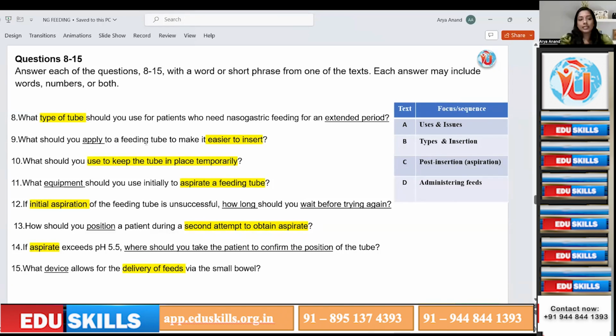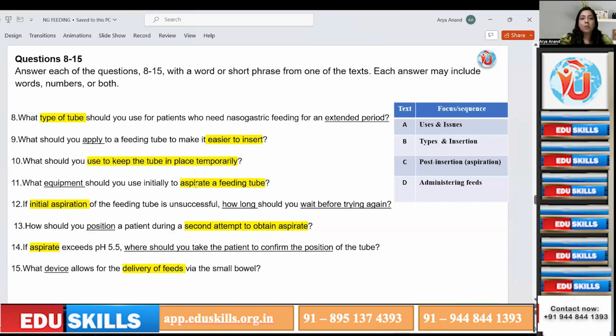What should you apply to a feeding tube to make it easier to insert? B. What should you use to keep the tube in place temporarily? B. Okay. What equipment should you use initially to aspirate a feeding tube?